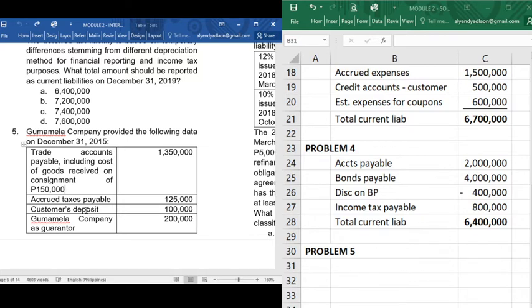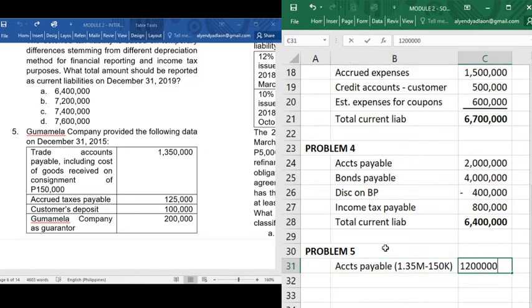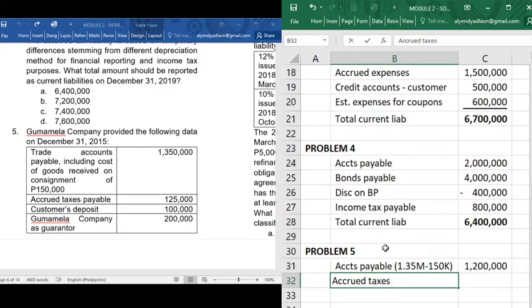Now, since in this case, there is no mention as to how much was sold, therefore this 150,000 should not be included as part of our accounts payable. So, since in this problem it was included, we have to deduct it from the 1,350,000. 1,350,000 minus 150,000, that is 1,200,000. Our accounts payable must not include the cost of goods received on consignment. Next, accrued taxes payable, so that is a current liability of 125,000.